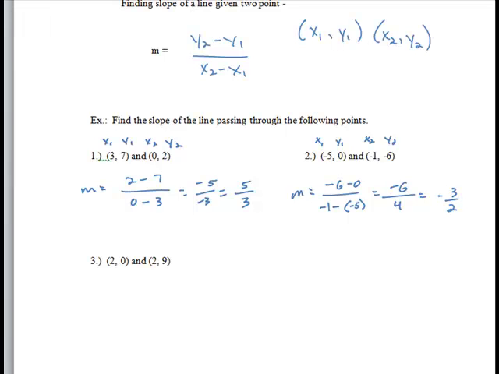Example 3, the points 2, 0, 2, 9. So x1, y1, x2, y2, substitute them into the formula. y2 minus y1, 9 minus 0, over x2 minus x1, 2 minus 2. Simplify. 9 over 0, of course a fraction, can't have a 0 in the denominator, which means it's undefined. The type of line that has a slope that is undefined is vertical. This would be a vertical line passing through these 2 points.